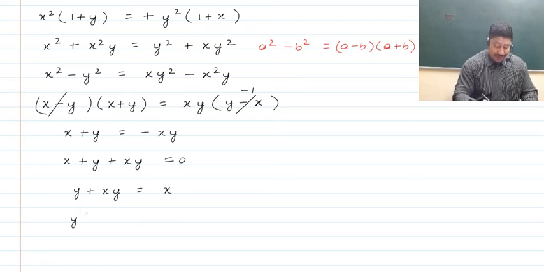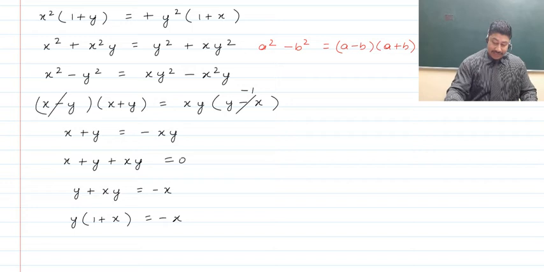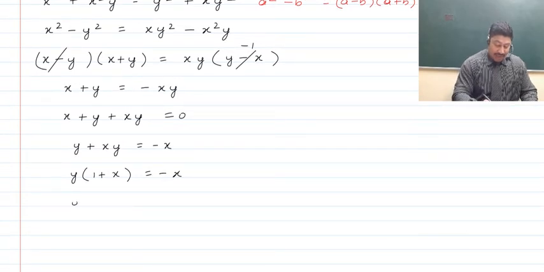Now if we take y to be common outside, we will have 1 plus x inside, and on the other side we have minus x. So as such, now we can make y the subject of the equation, as we normally can in an explicit function. So it will become equal to minus x upon 1 plus x.